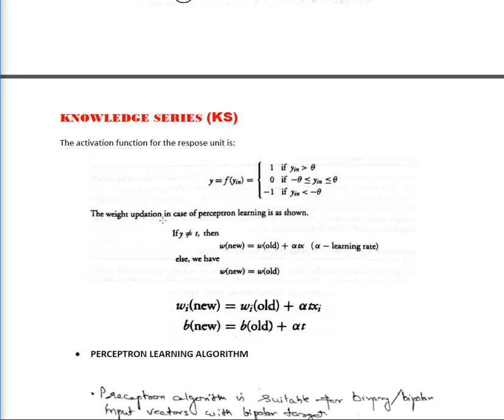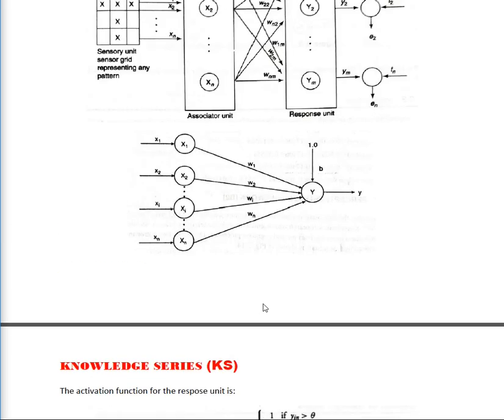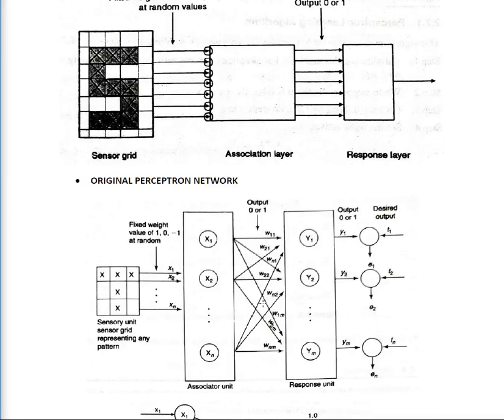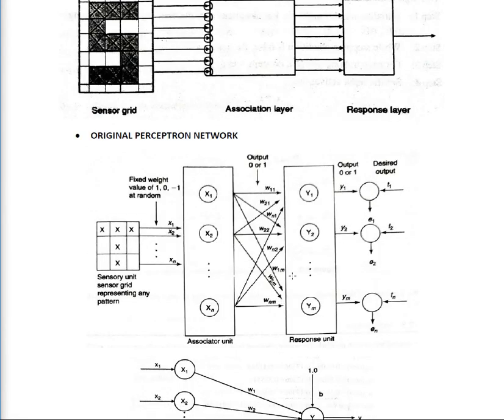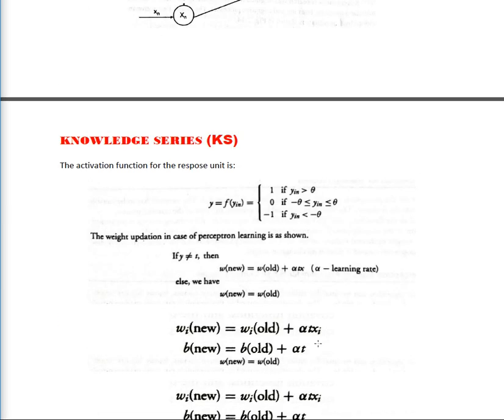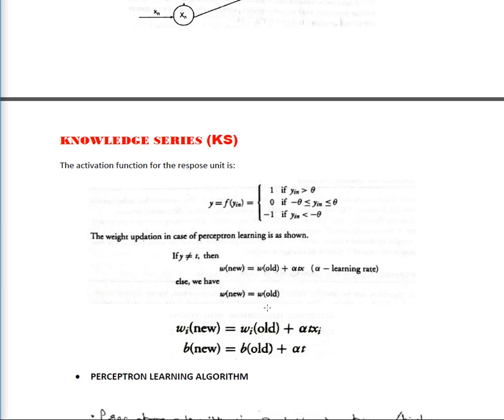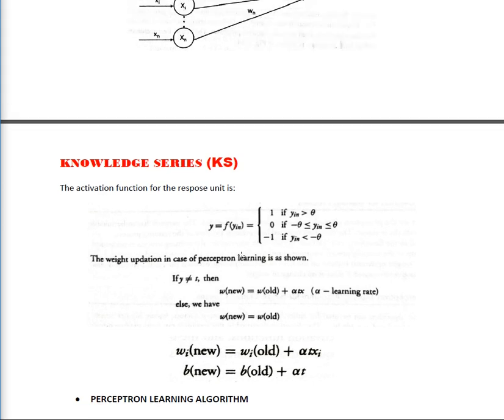The moment y is equal to t, you will find that w new is equal to w old. Then you need not go further under this condition. So this is how the perceptron is going to work. Now normally in the university exam, it is asked about the perceptron and its mathematical derivations. So this is one of the important areas for discussion.